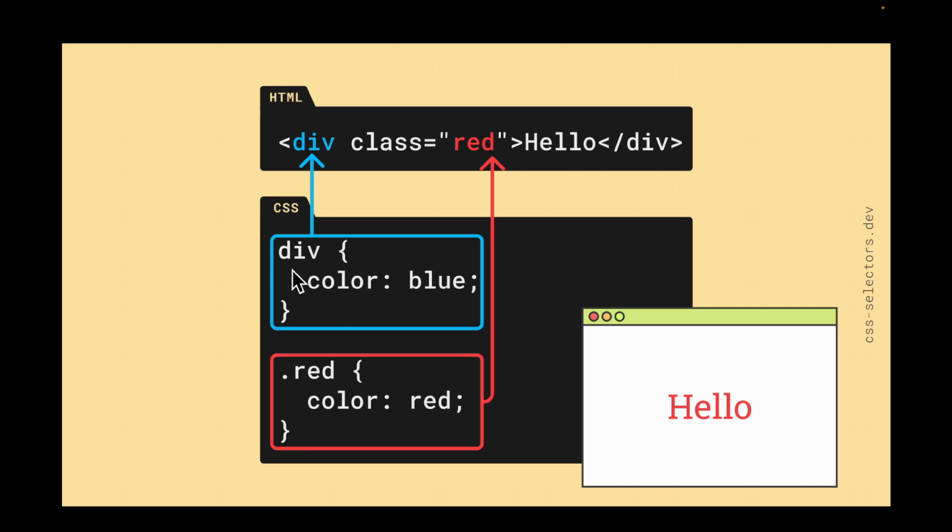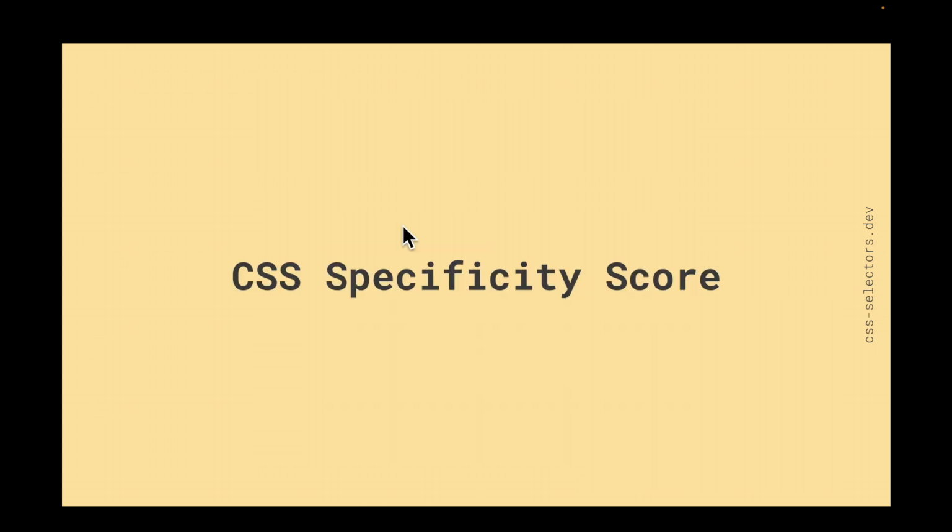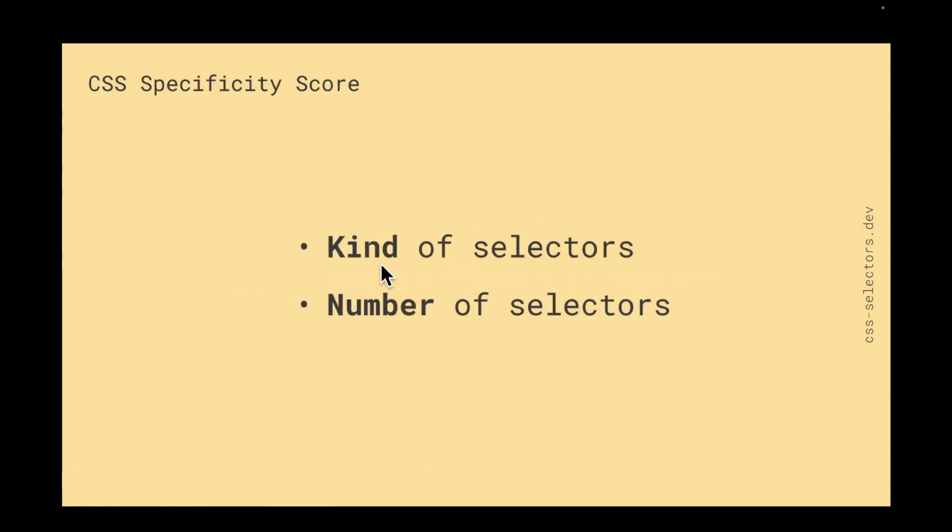So let's find out how we can calculate CSS specificity so we know which selector has higher specificity than the others. To calculate the CSS specificity, we can use the CSS specificity score. The CSS specificity score is calculated based on the kind of selectors and the number of selectors used in the CSS rule.